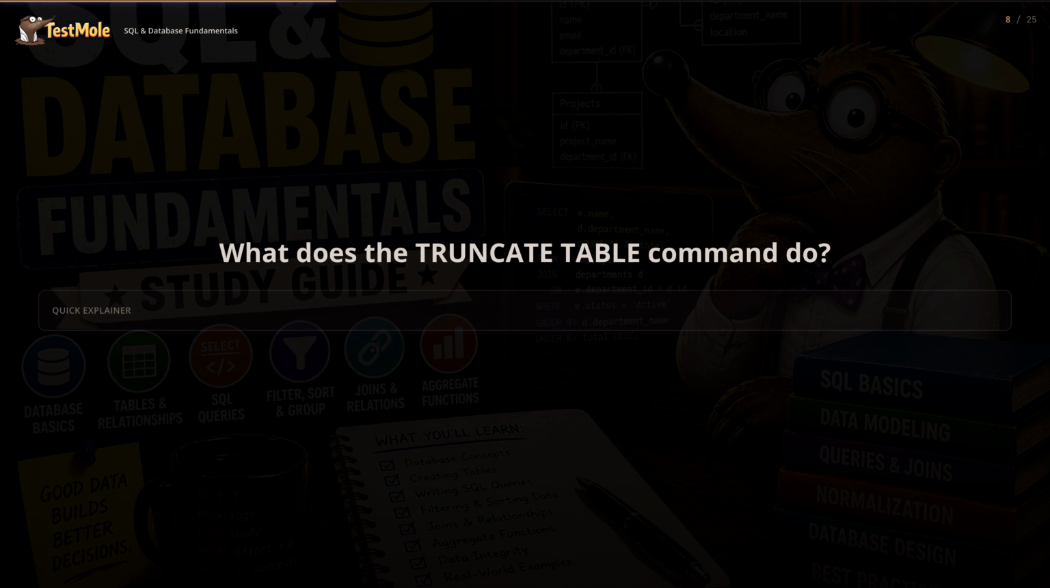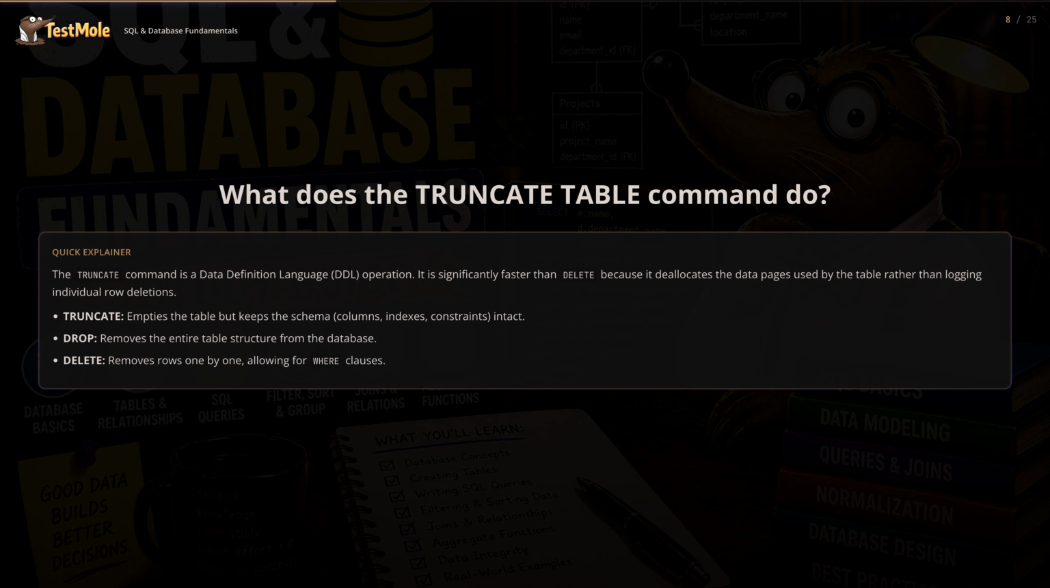What does the truncate table command do? The truncate command is a data definition language (DDL) operation. It is significantly faster than delete because it deallocates the data pages used by the table rather than logging individual row deletions. Truncate empties the table but keeps the schema, columns, indexes, and constraints intact. Drop removes the entire table structure from the database. Delete removes rows one by one, allowing for where clauses.